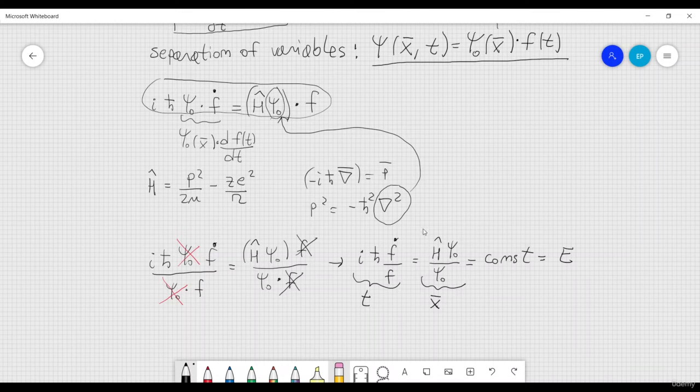But you can derive the same units from here as well, because h bar has dimensions of energy times time, and f dot divided by f has dimensions of 1 over time. So if you multiply energy times time divided by time, you will get energy. Okay?